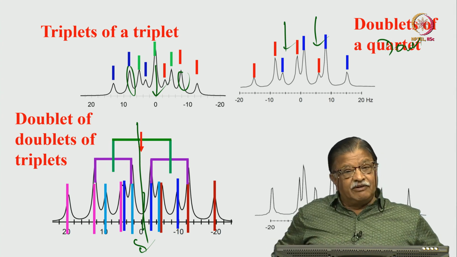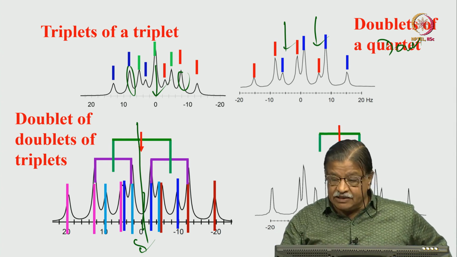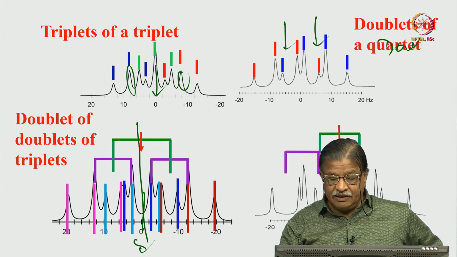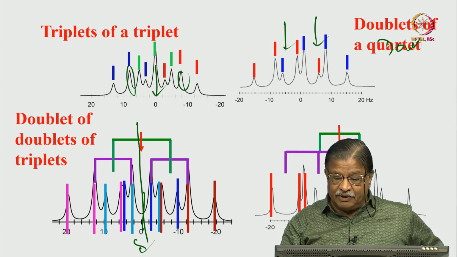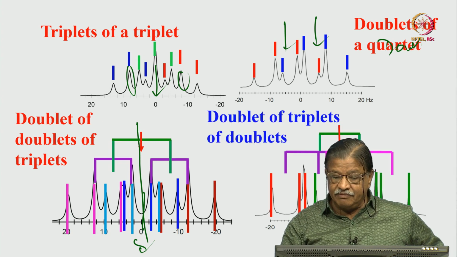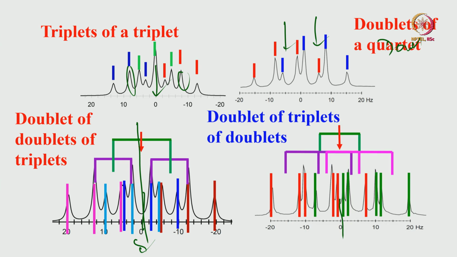Look at this one, even more complex. Of course, start from the center here, this is the chemical shift and it is a doublet and each line of the doublet is a triplet and each line of the triplet is again split into a doublet. So, it is called doublet of triplets of doublets. Here doublet of triplets, here doublet of triplets of doublet.